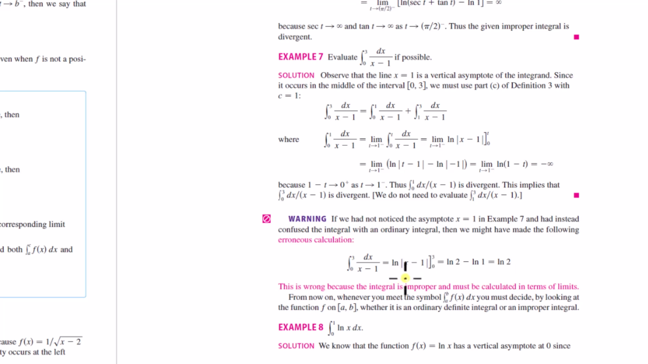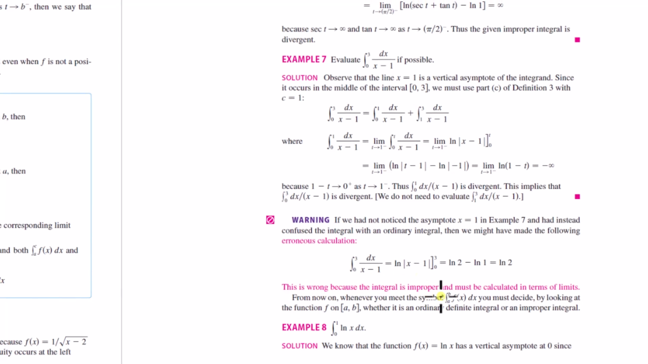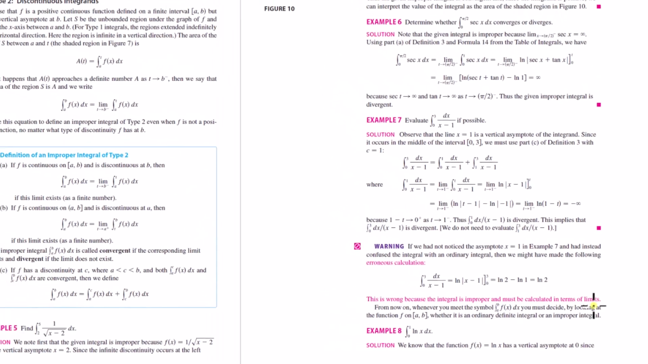That's how this ends up giving you an answer, because you're just plugging in x equals 3 and x equals 0. You're not plugging in x equals 1. But you should see that you're going across the natural log of 0, which doesn't make sense. When you think about areas under the curve, you can't do that. So this is wrong because the integral is improper. It must be calculated in terms of limits.